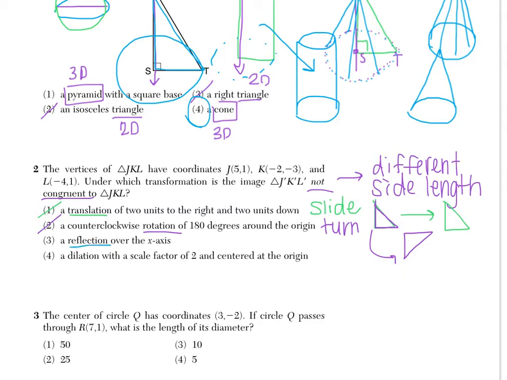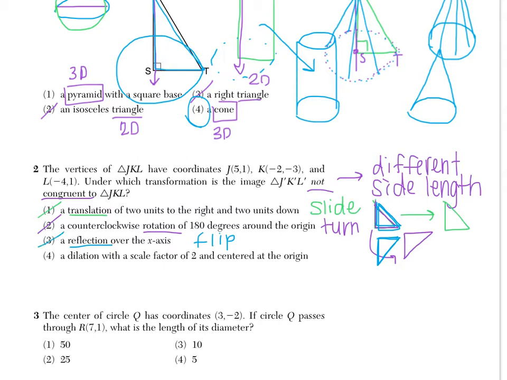The next one says a reflection. If I take this, again, original triangle, and I reflect it over the x-axis, it lands here. A reflection, or in other words, a flip, creates congruent triangles. The side lengths are the same.